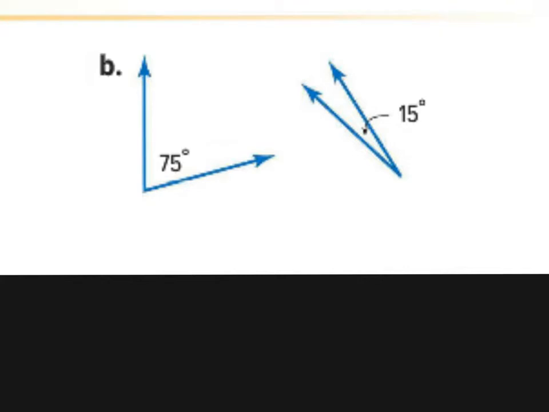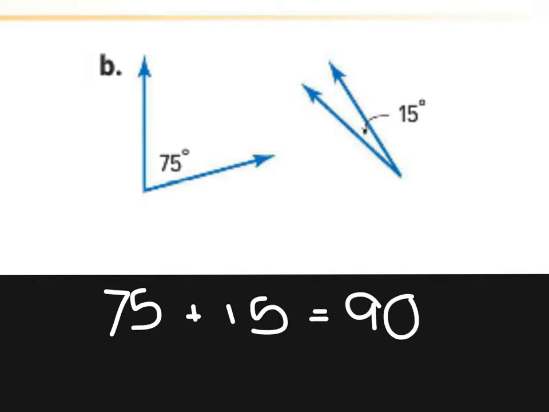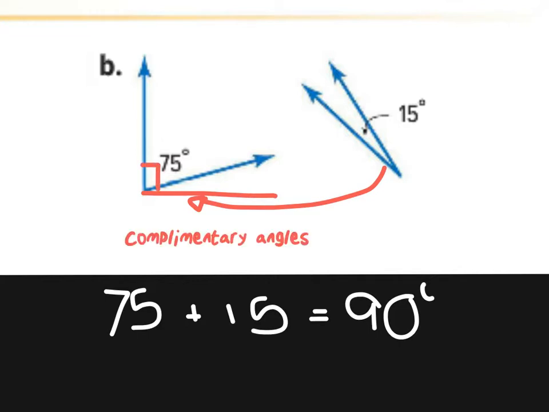For B, we have 75 here and 15 here. If I were to add 75 plus 15, I would get exactly 90. And we know that 90 degrees fits in here nicely, right at the bottom, so that it would give us the rest of the angle we're missing for a right angle. So this is known as complementary angles.